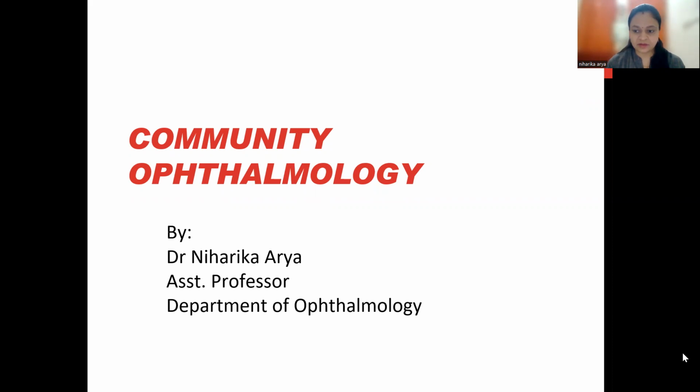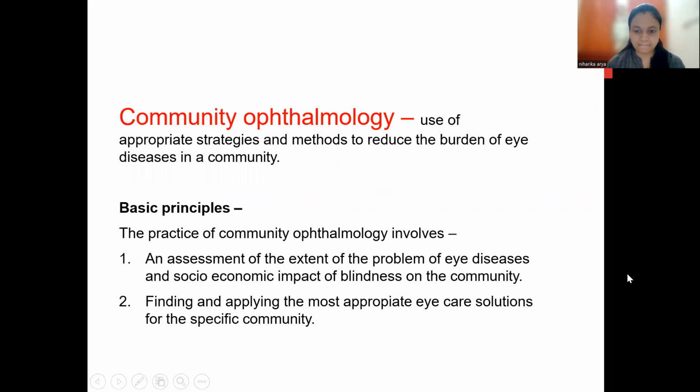So what is community ophthalmology? It's a type of clinical health in which there is a use of appropriate strategies and methods to reduce the burden of eye disease in a community. It is an ideal healthcare system which combines equity with quality.